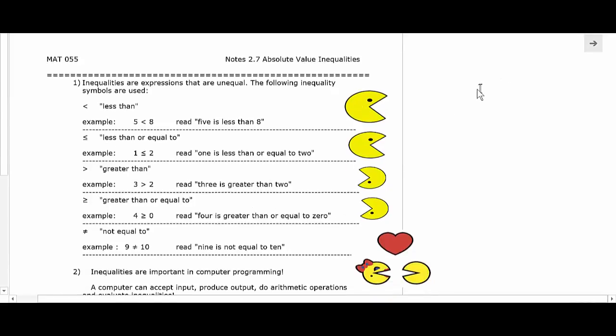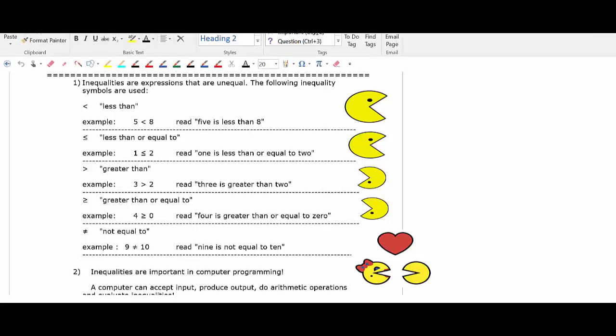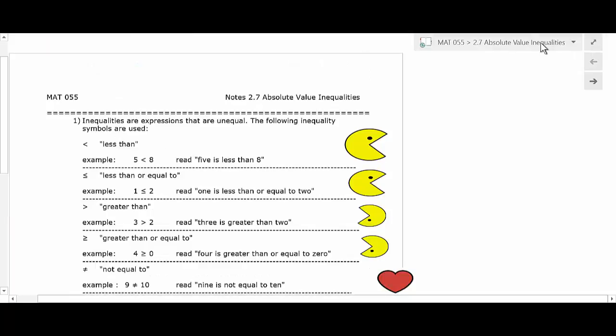Okay, so first of all, these are the different types of inequality symbols that you have. You want to know these. If you're going to study computer programming or something like that, it's a big deal that you understand inequalities, because they show up everywhere in computer code. They're all over the place.